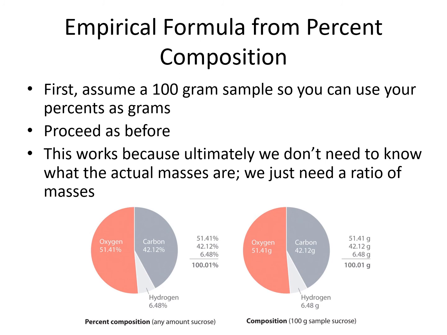Let's say we have 100 grams of a compound containing oxygen, carbon, and hydrogen, and we found that the percent composition of oxygen in that compound was 51.41%. 51.41% of 100 grams would be 51.41 grams. If we did that same assumption for each of the elements in the compound, then our ratios should still hold true. It doesn't actually matter what the actual masses are, as long as we know the ratio of those masses.